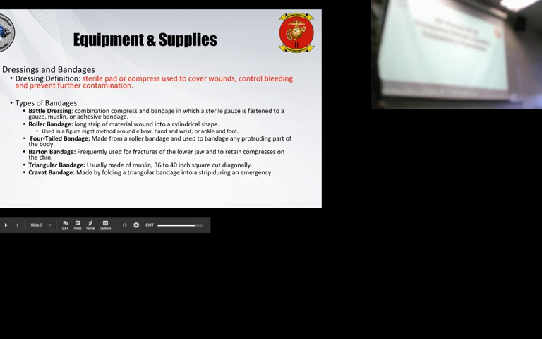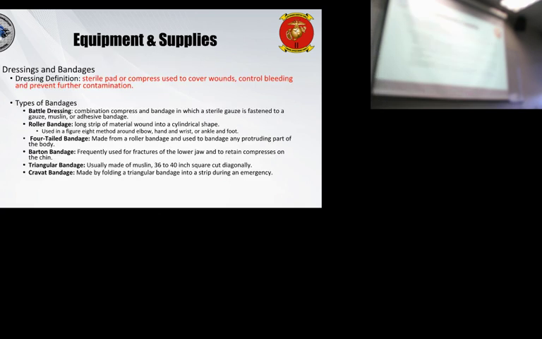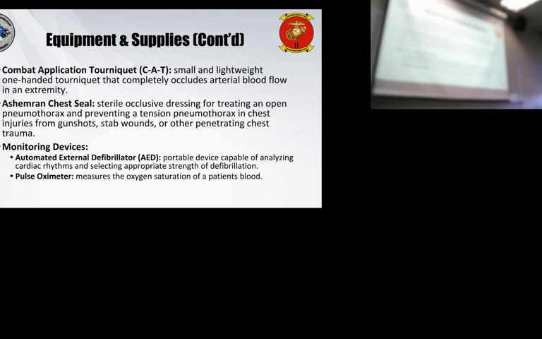Alright, so for these, basically just know your bandages. Barton bandages, basically for the lower jaw, that's particularly the one that I've seen the most. That or the triangular bandage for basically if you have a splint or whatever like that. Next. We use CAT tourniquets, but this stuff's never usually on the exam. Next. You guys know all this.